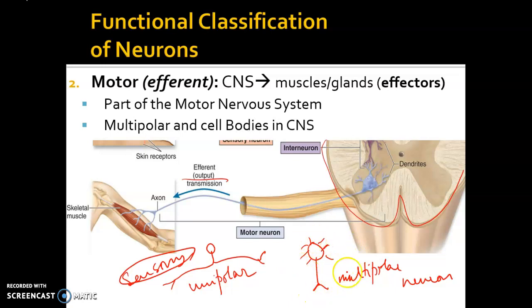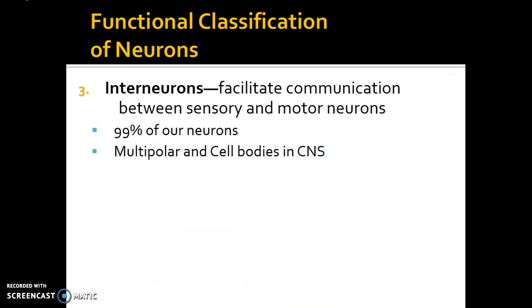Multipolar neurons look like this. So functionally these are interneurons and motor neurons, and structurally, they are multipolar. Okay, so interneurons are multipolar and they are 100% within the central nervous system. And one thing, about 99% of our total neurons are interneurons. So we have lots and lots and lots of interneurons.